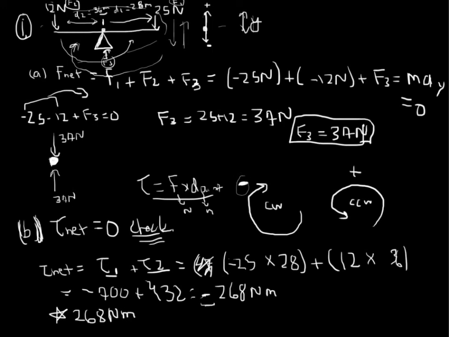So 268 newton meters clockwise. So the beam will drop from the right side and rise from the left side. So it'll be a clockwise rotation. And essentially that's how you solve all the questions.